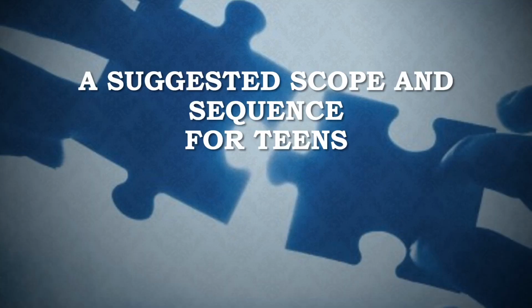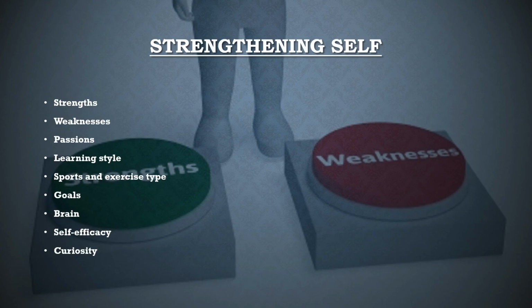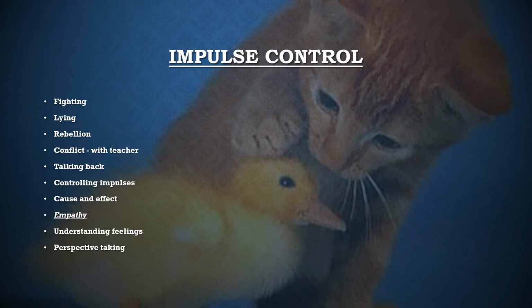A suggested scope and sequence for teens. Strengthening self. This is going to be the first one. They'll go to the topics: strengths, weaknesses, and then passions, their learning style, sports and exercise type, goals, the brain, self-efficacy, and curiosity. Impulse control. Fighting, lying, rebellion, conflict with the teacher, talking back, controlling impulses, cause and effect, empathy, understanding feelings, and perspective taking.